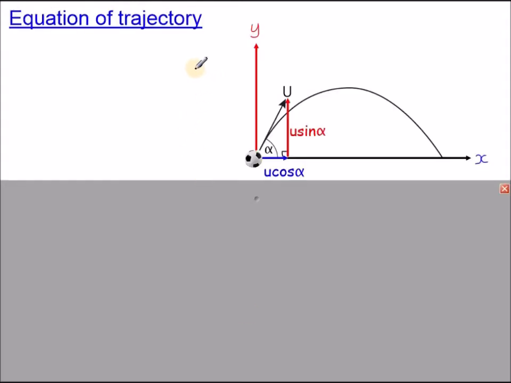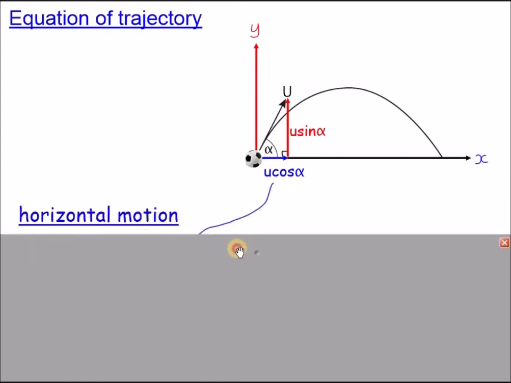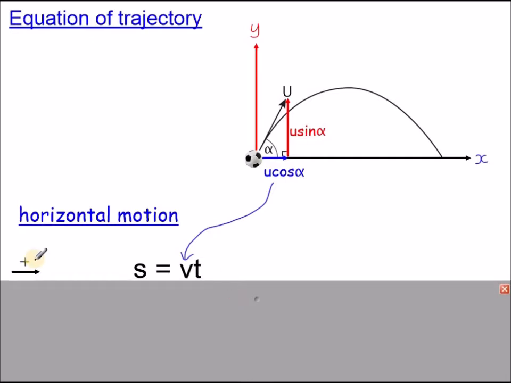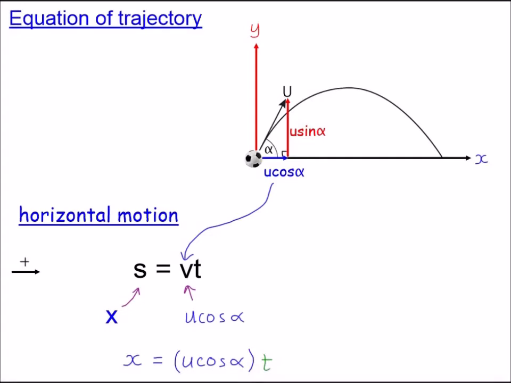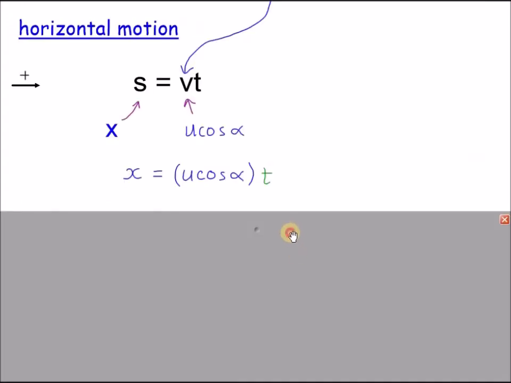And this is the final one for the projectile formulae. We want the equation of the trajectory, so the equation of this n-shaped curve. And we want the equation as y as a function of x. So we'll start by looking at the horizontal direction, and I've taken this as my positive direction. This is a standard formula for horizontal motion. The S is horizontal displacement, which is x in this graph. V is u cos alpha. We substitute those two in, and we get this. Rearrange to make t the subject.